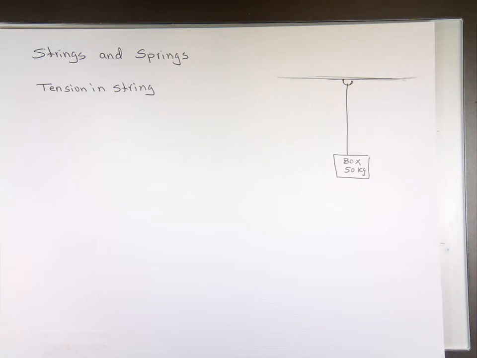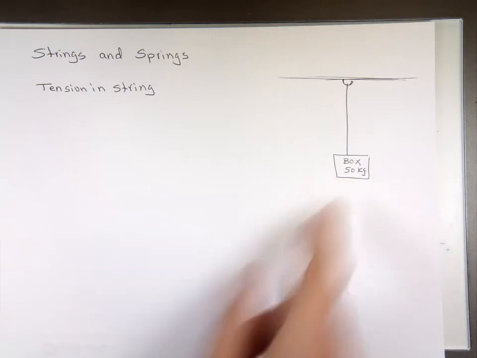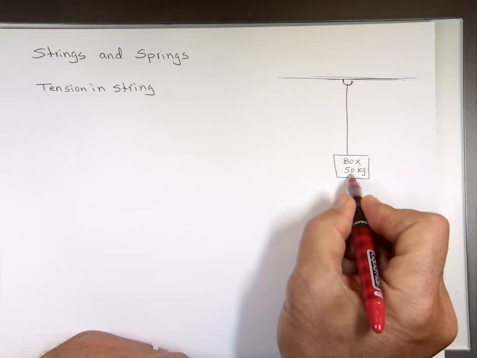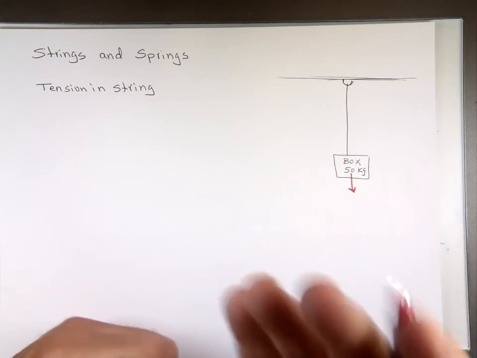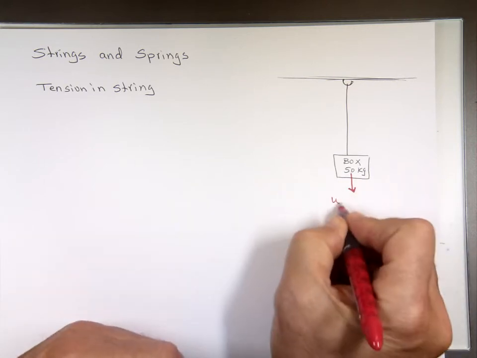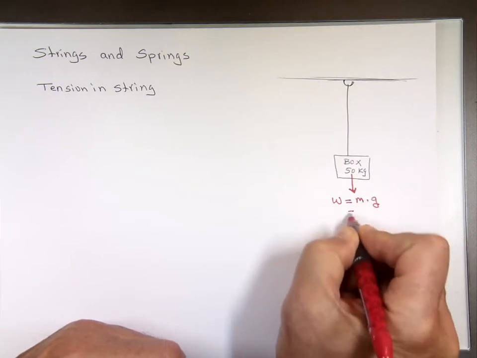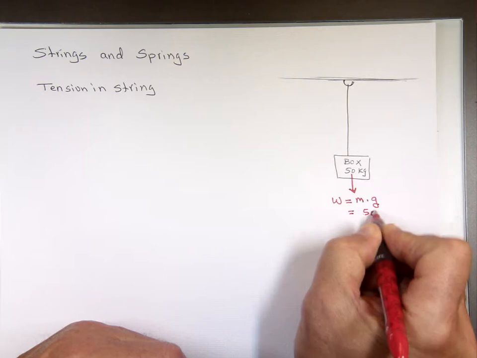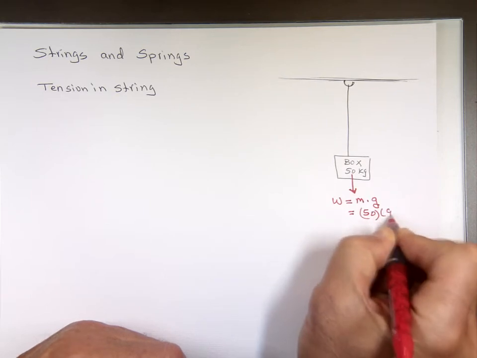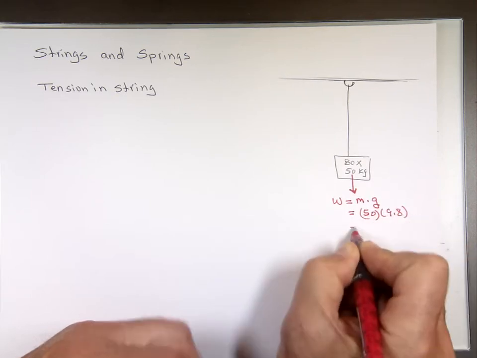Yep, well let's look at what's acting on this box. What do we have? You're right. So we have the weight of the box pushing down, which is mass times gravity. The mass of the box is 50. Gravity is what? 9.8. Is that 490?